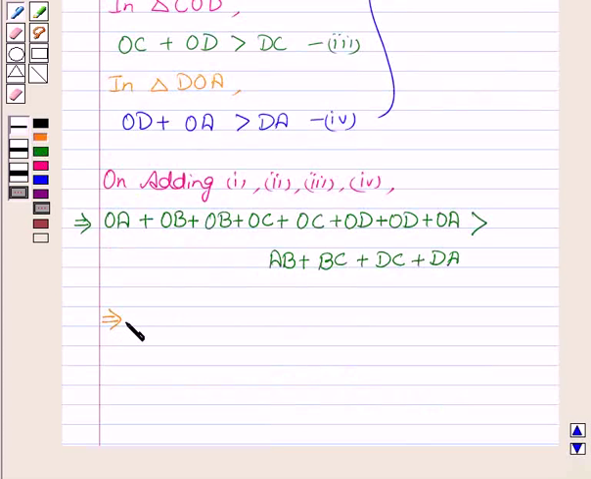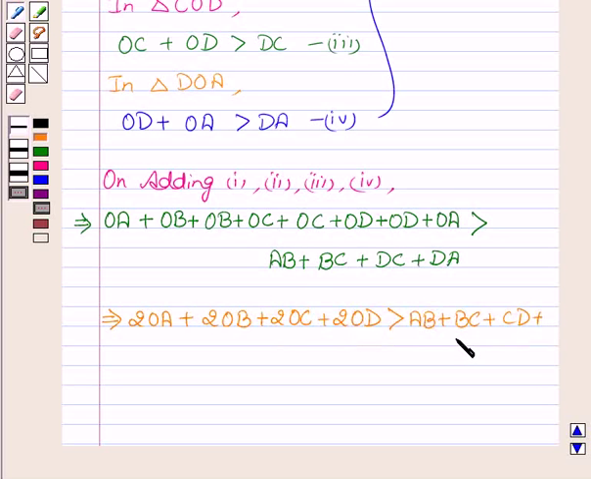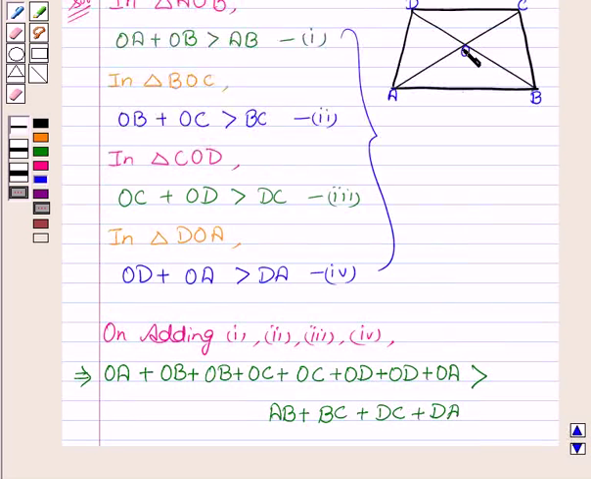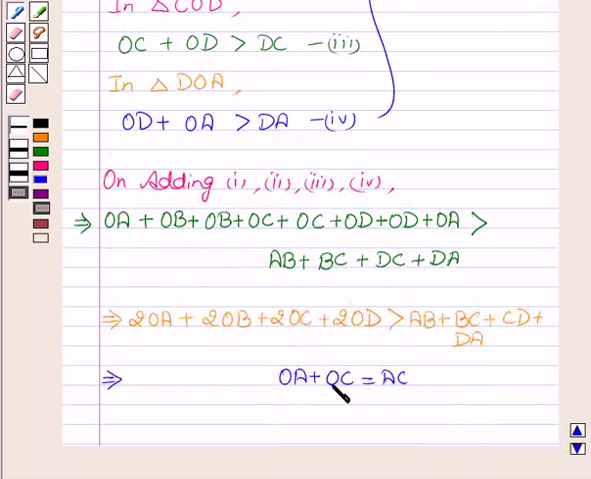This implies twice of OA plus twice of OB plus twice of OC plus twice of OD is greater than AB plus BC plus CD plus DA. Now we all know that OA plus OC is equal to AC, as we can see from the figure, and OB plus OD is equal to BD.